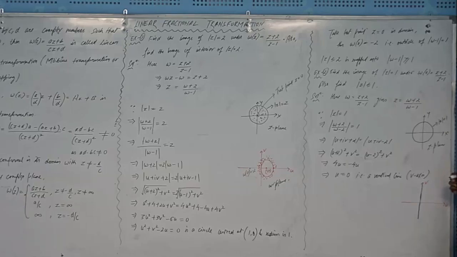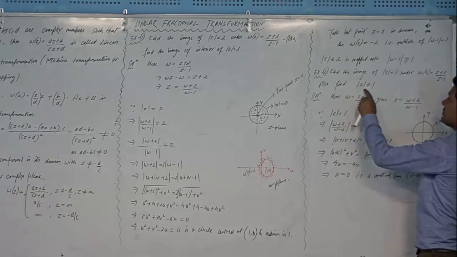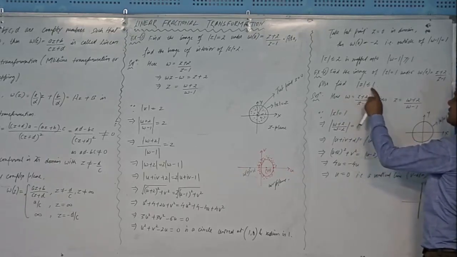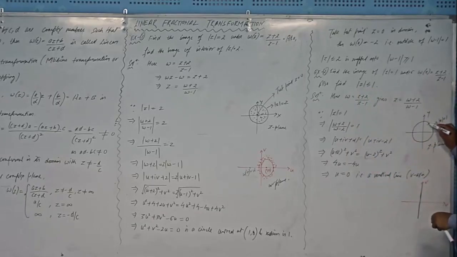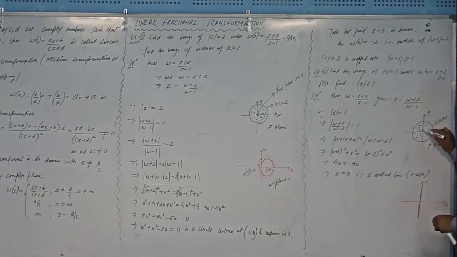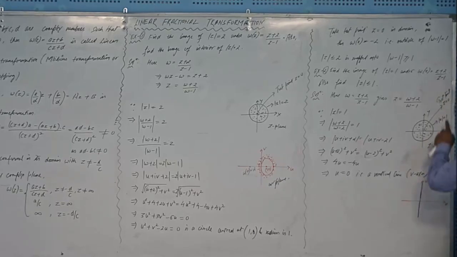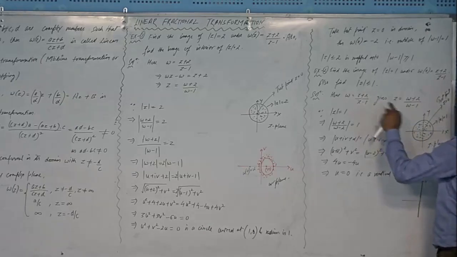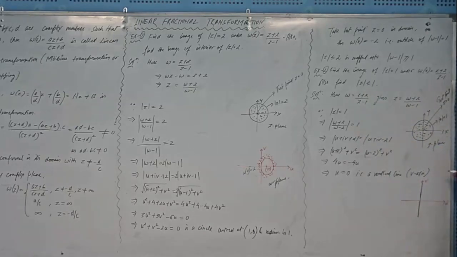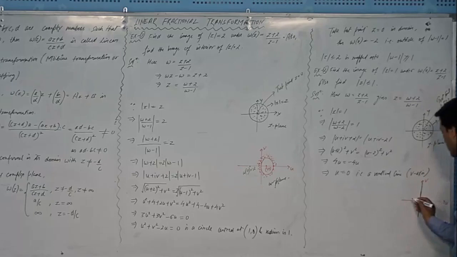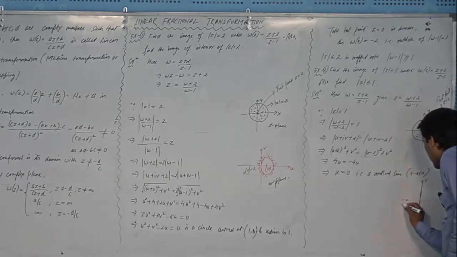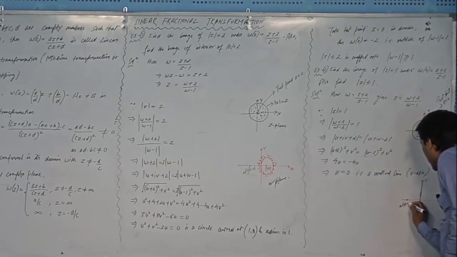And now I will take a test point because I need the image of this region also. And mod z less than or equal to 1 is the interior of this circle. So I will take just a test point. Let that point be z equal to 0, right? This is a test point z equal to 0, and you should plug z equal to 0 here. You will get w equal to -2, right? So where is -2? -2 is here. -2 will be here. Okay. W of 0 equal to -2.